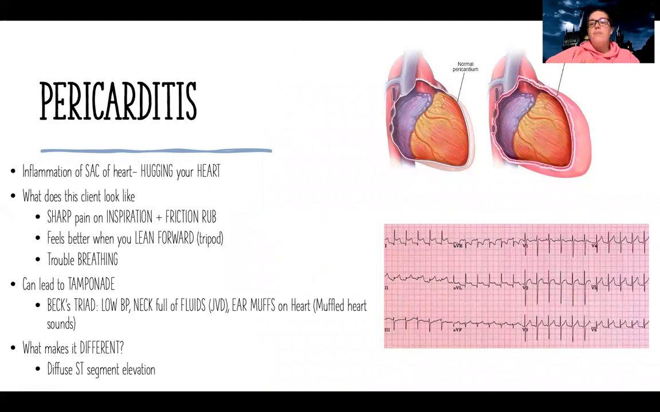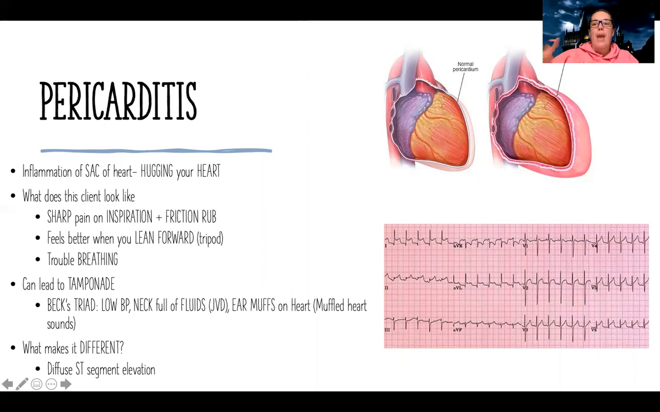And this is an inflammation of the sac of the heart. I kind of think of it like it's so sweet. The outside sac of the heart is trying to give the heart a hug, but sometimes it just squeezes a little too tight. So think of it almost like a constriction around the heart. The sac around the heart is getting a little too tight, like a tight belt, and it's inflamed, it's irritated. So, what does this patient really look like?